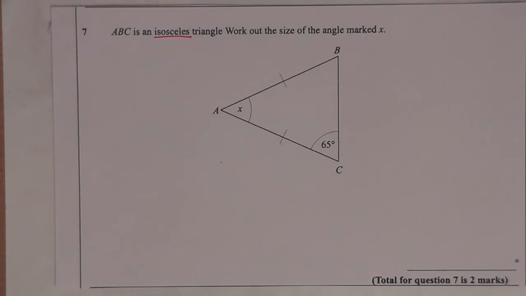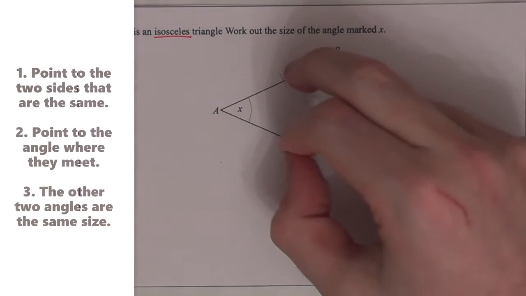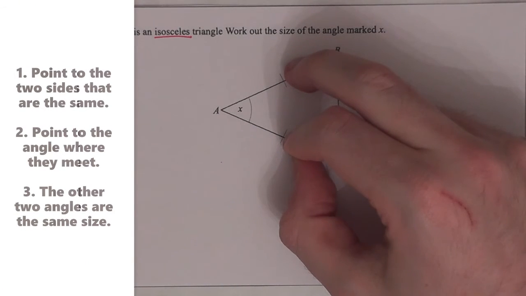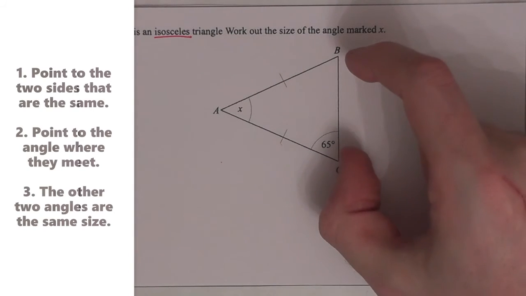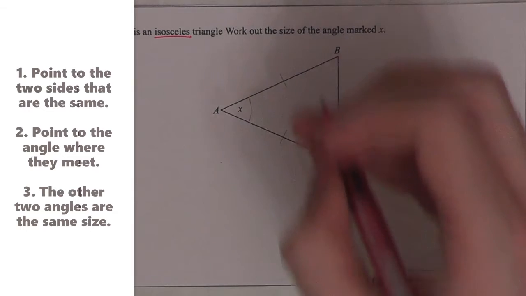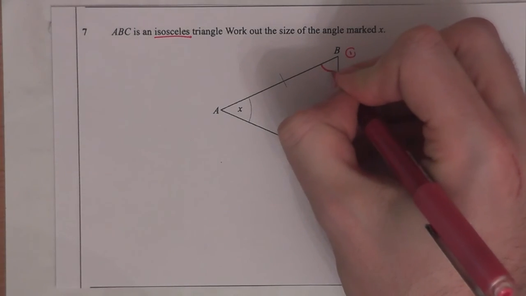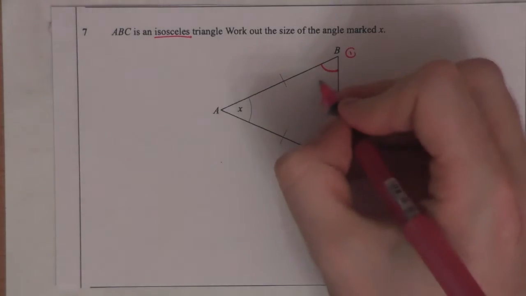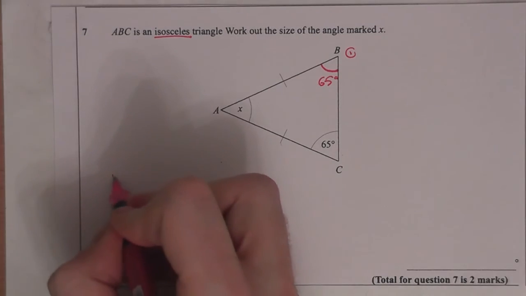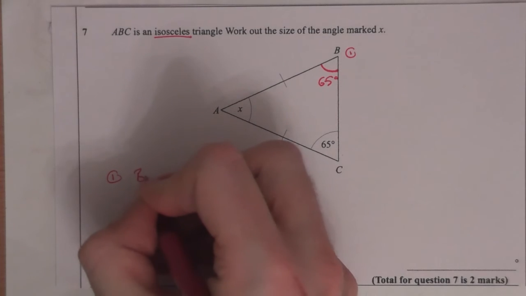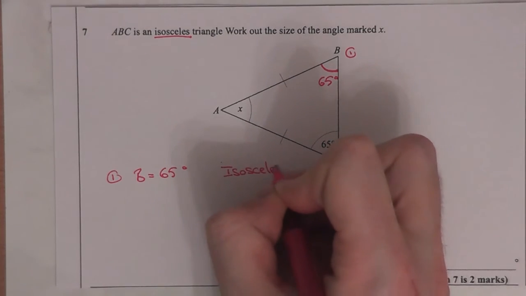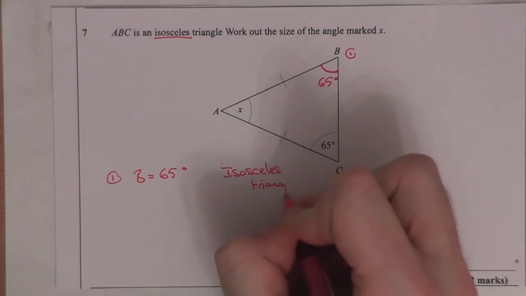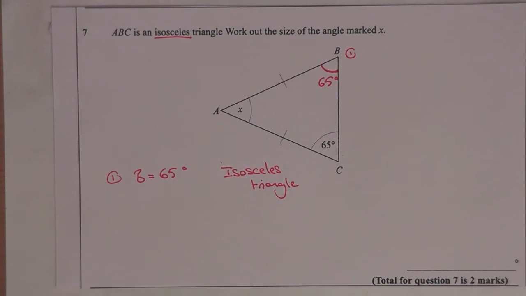We need to work out which two. Well, to work out which two, step one, we point to the two sides that are the same length. Step two, we point to the angle where they meet. That happens to be X. The other two angles are the same size then. So the angles at B and C are the same size, which means step one, because we are going to give reasons for this even though the question doesn't need us to, this angle here must be 65 degrees. Why? Because it's an isosceles triangle. We don't really need to give anything more fancy than that. It's an isosceles triangle, therefore those two are the same size.